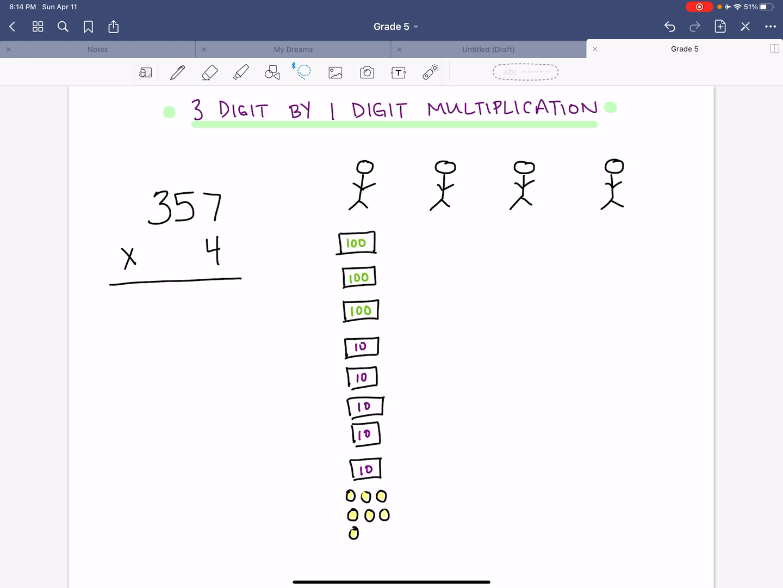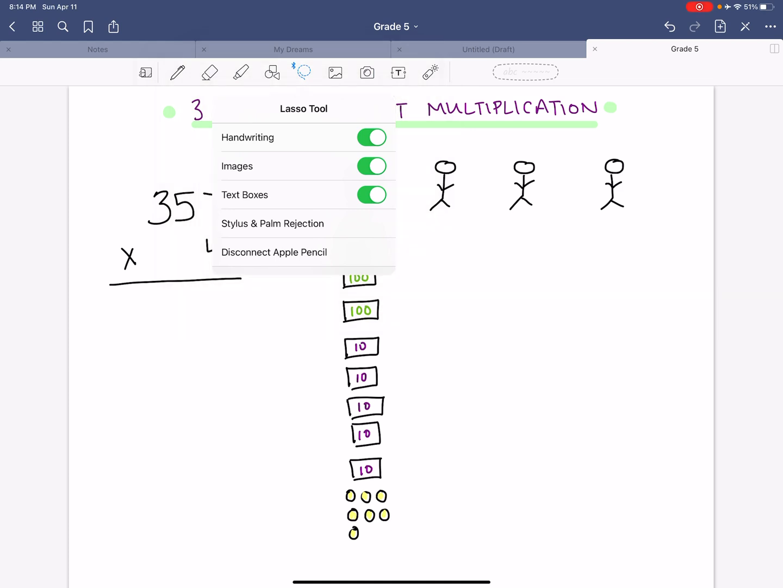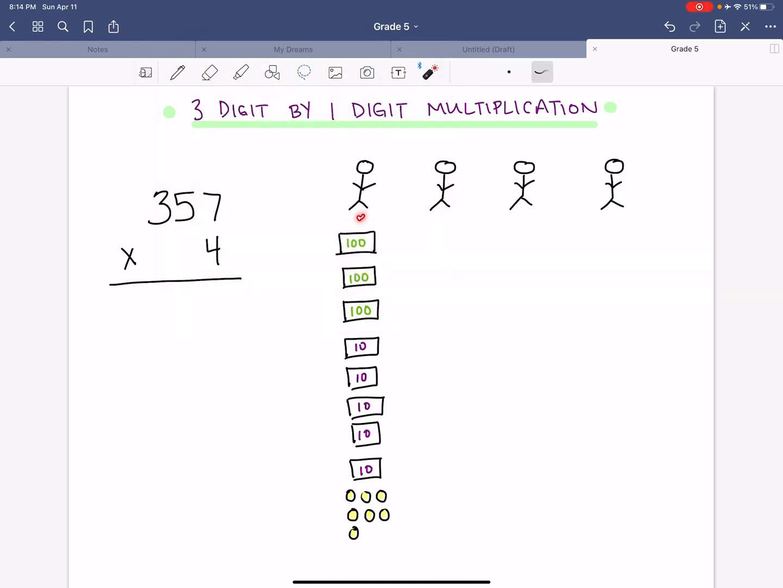And just to give you a visual of what that means, I've drawn a little picture on the side for you. So you can see that there are four people here. I've got 1, 2, 3, 4 people, right? And you can see that I've taken that 357 and I've turned it into money. So I would have 300, 10, 20, 30, 40, 50, and then 7 loonies right there. So $357.